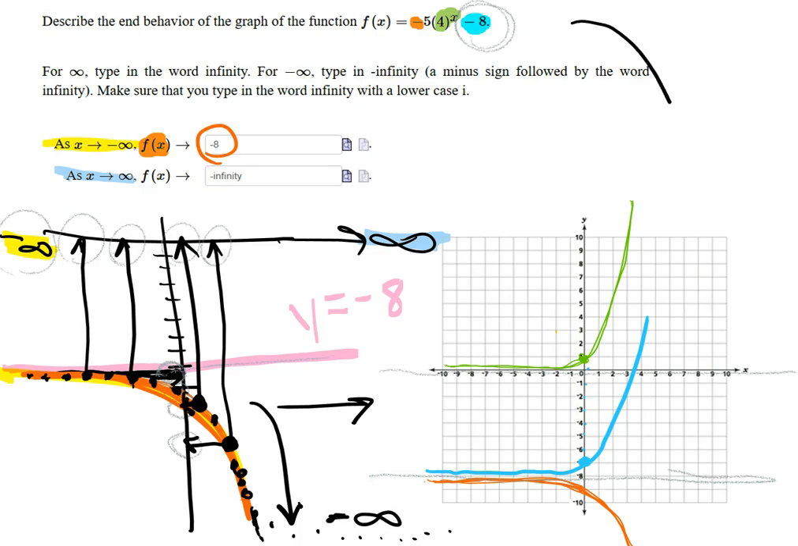Because as you go down, down, down, you are going to the right, but you're also going down. So it's approaching negative infinity. And you can see I wrote that right there, negative infinity. And that is the correct answer. I checked it earlier when I did my, how did I do button. So those are my answers, -8 and negative infinity.